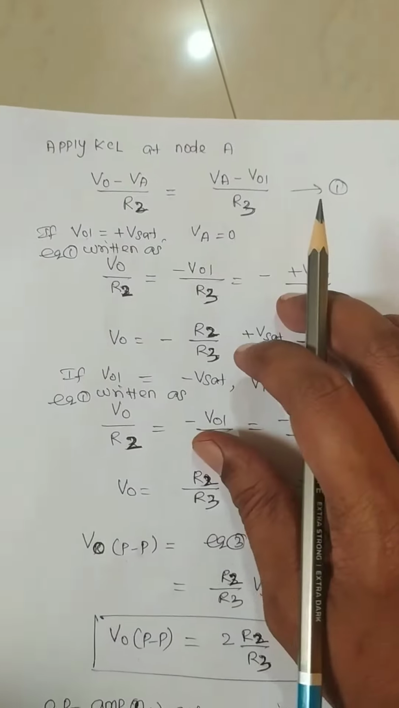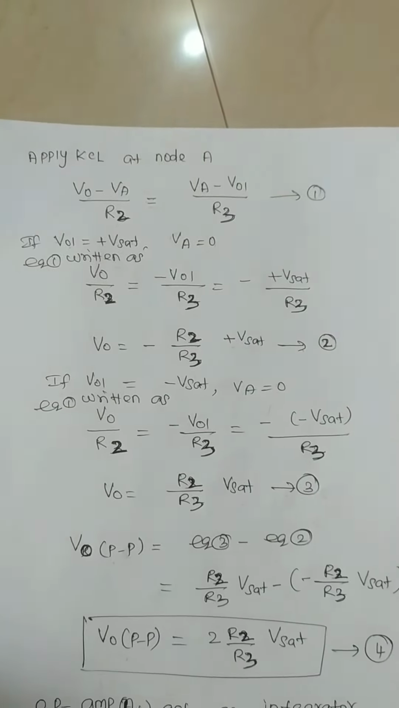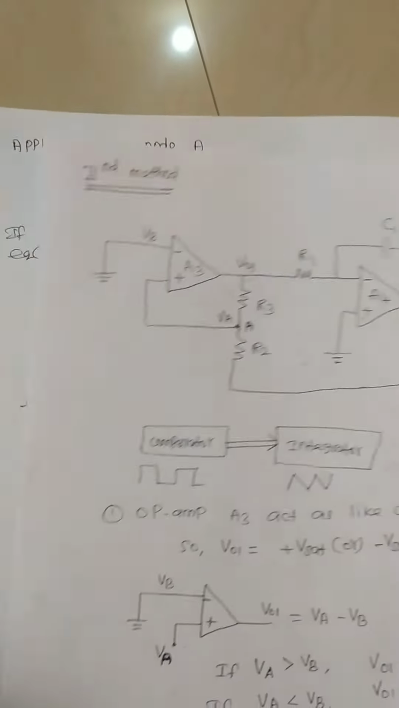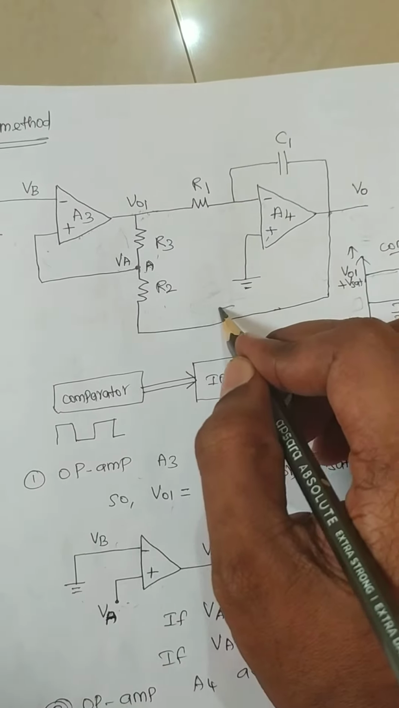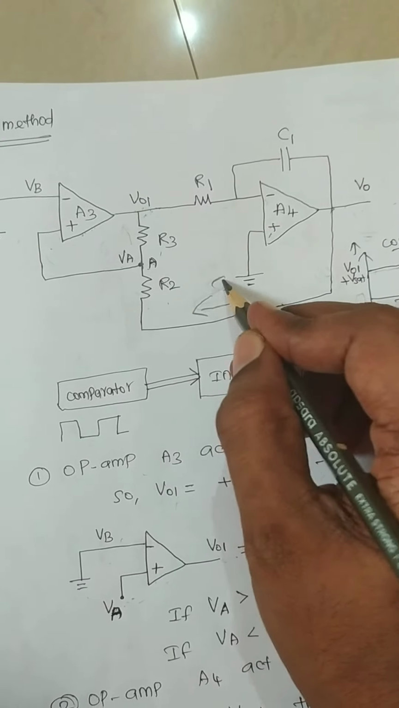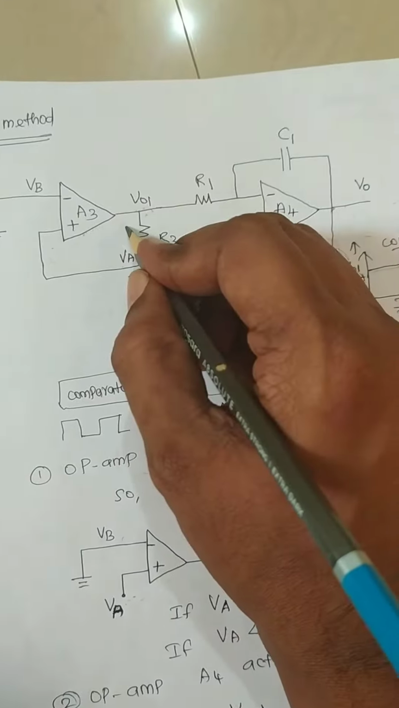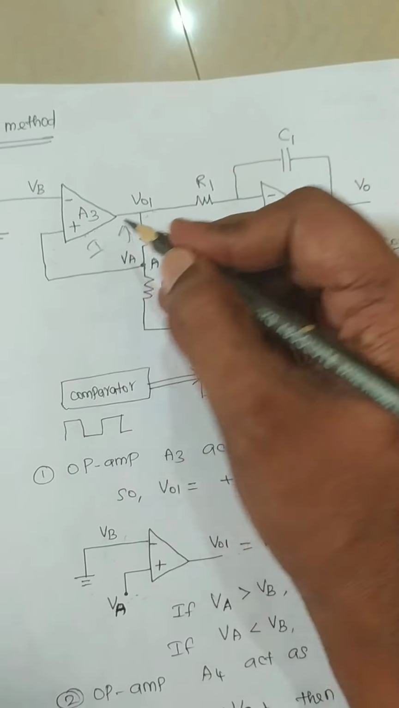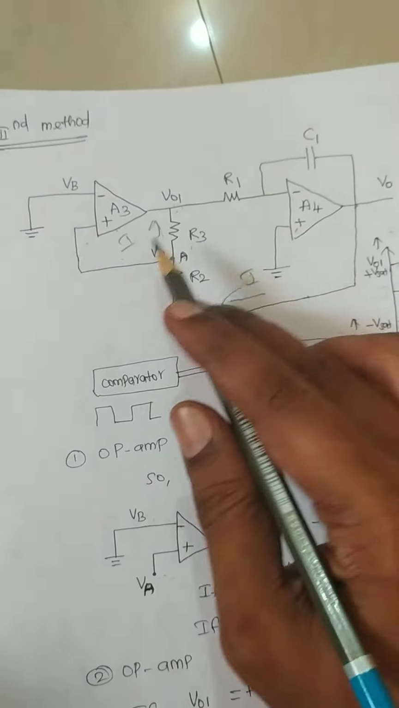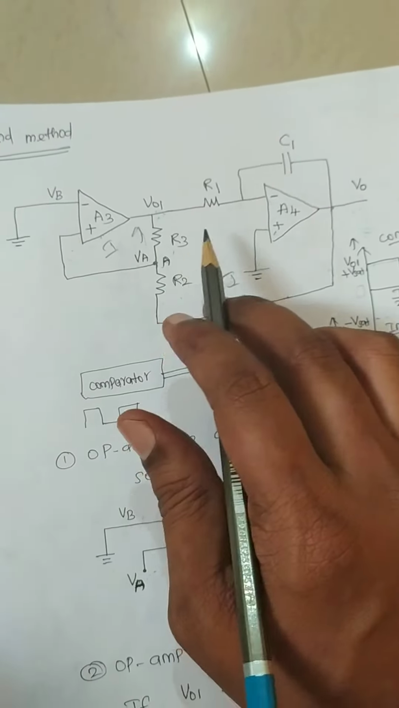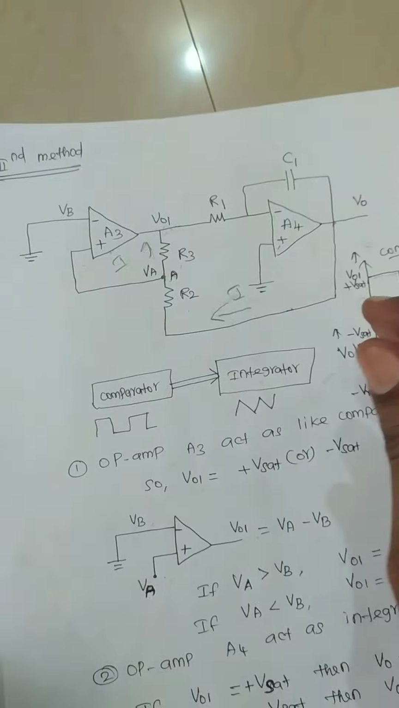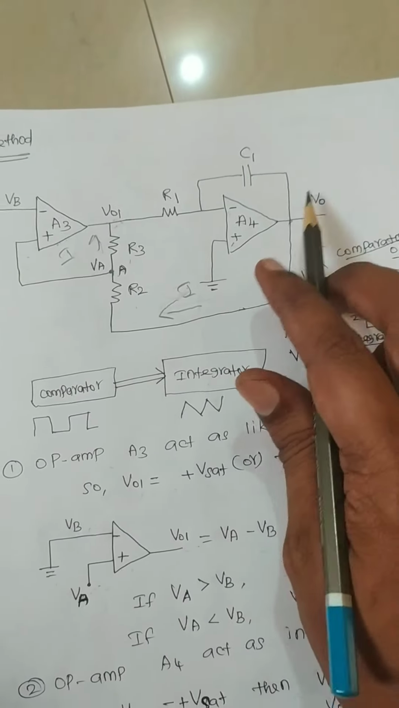Now we are going to analyze the second method. For example, this is the overall circuit diagram. In the circuit, current I will be flowing on this side and also on this side. So you can calculate both the I values, then equate both I values to get the output V naught.